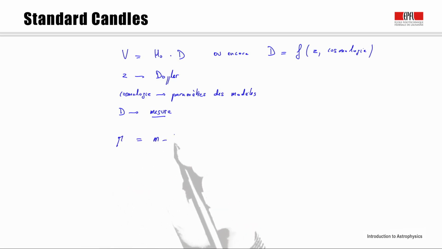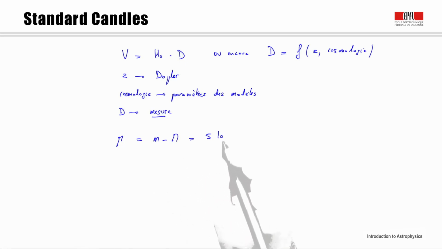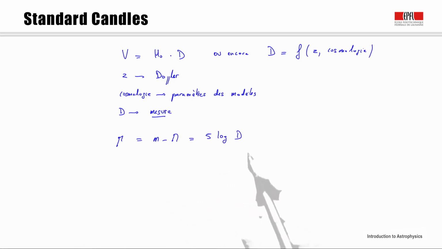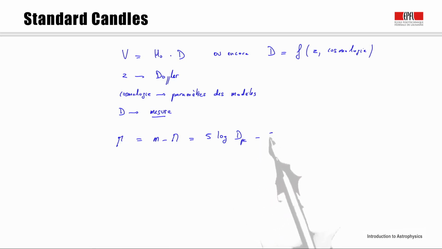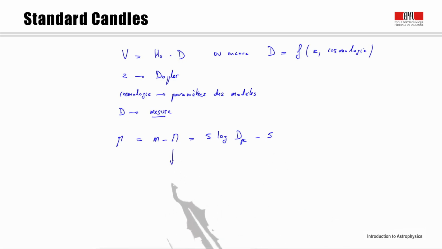The difference between the apparent magnitude and the absolute magnitude of an object, which is equal to 5 times the log of the distance in parsecs minus 5. So the method is very simple from here on. If M is known for a standard candle, and if m is measured, then we can deduce the distance.